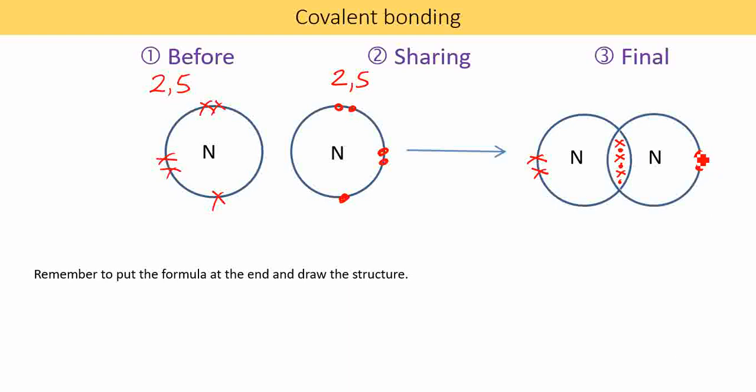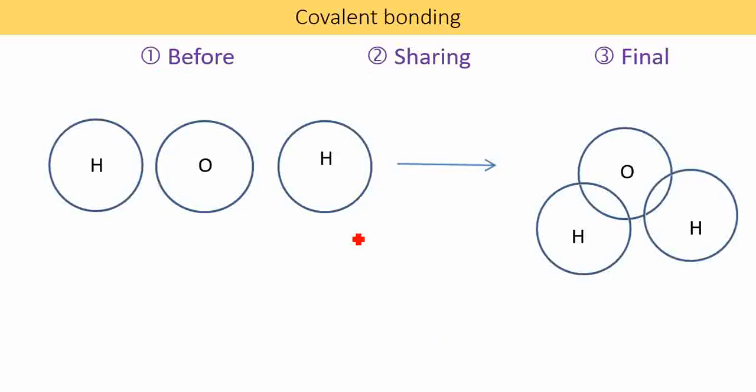Again, very important that you count those electrons. So what you have is 1, 2, 3 bonds, 3 covalent bonds there, which means that you're sharing 6 electrons. All right, now let's look at a scenario like water, H2O.